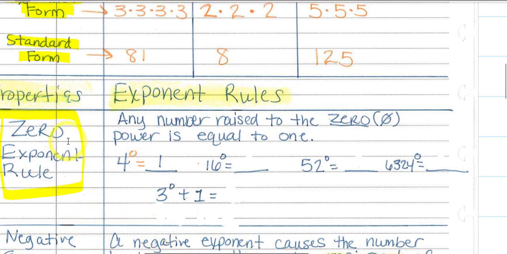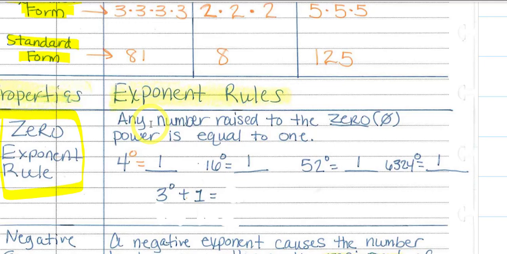Okay, so hopefully you've paused it and you understand that the 0 power rule means whenever you have a base with the exponent of 0, it doesn't matter what the base is, the answer is going to be 1. So 16 to the 0 power is 1. 52 to the 0 power, 1. 6,324 to the 0 power, 1.